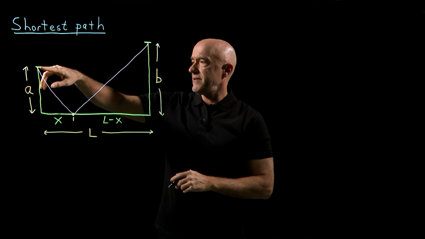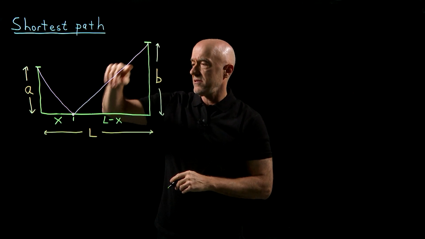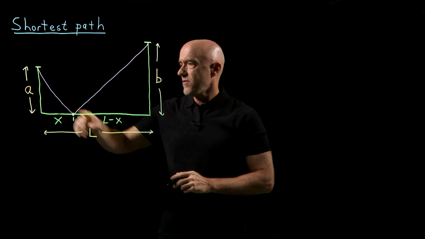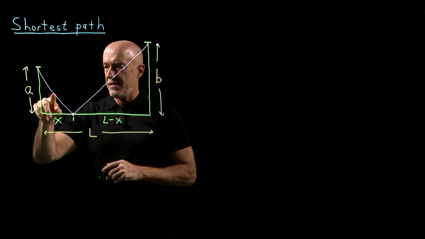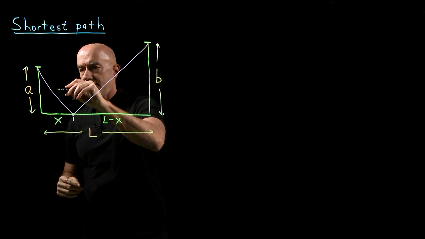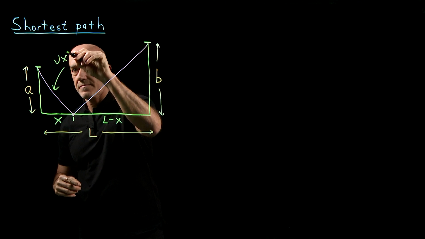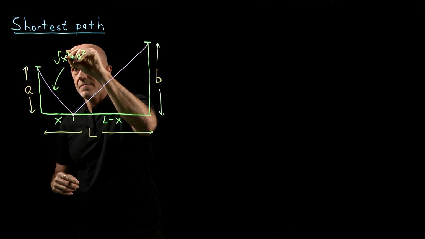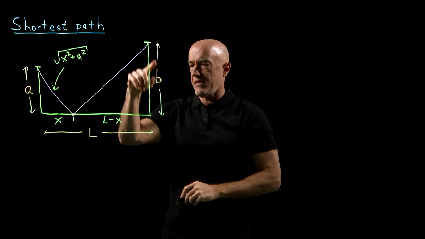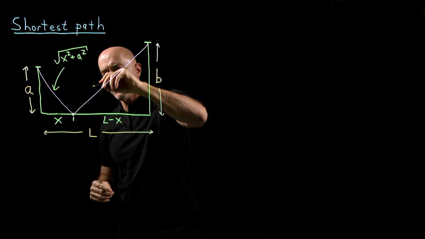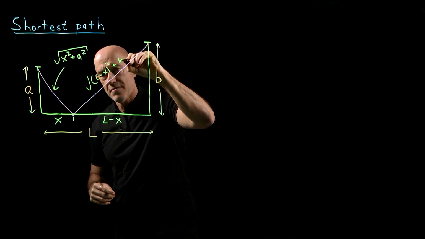We want to minimize the distance of these straight lines that go from the village to the river. Those are just the hypotenuses of two right triangles. This one is the hypotenuse of this triangle. So this distance here would be the square root of x squared plus a squared. This distance here is the hypotenuse of this right triangle with sides b and L minus x. So this would be the square root of L minus x squared plus b squared.